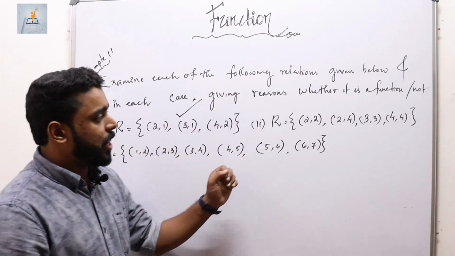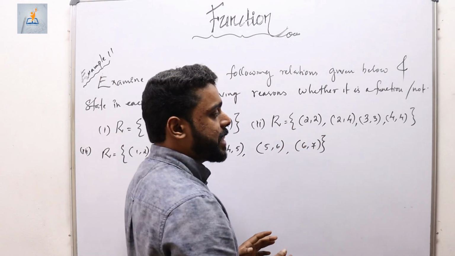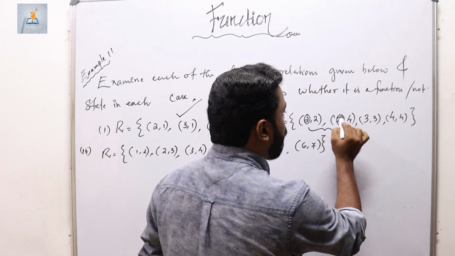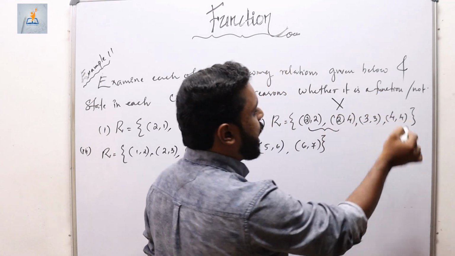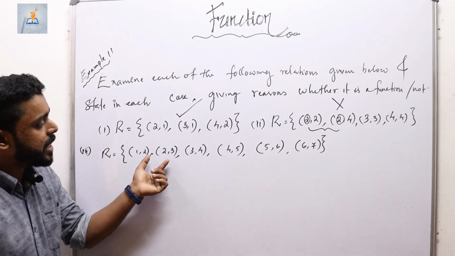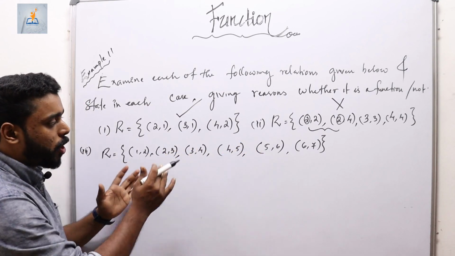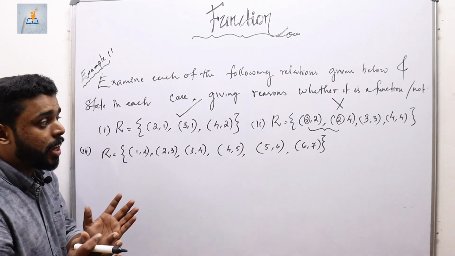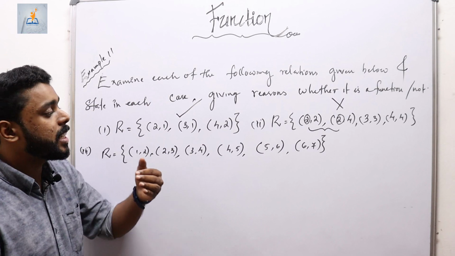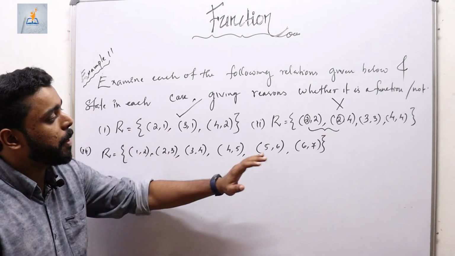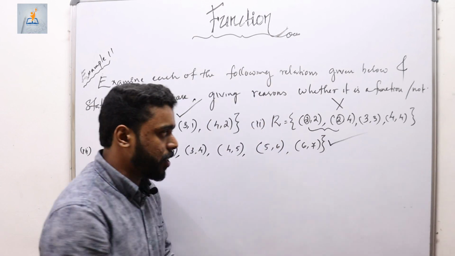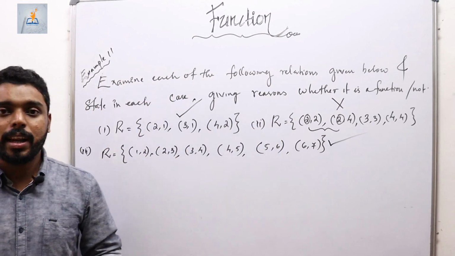Now coming on to the second one, here we can easily see that these two ordered pairs have the same first element. So this cannot be a function. Coming on to the third one, here each and every ordered pair has a distinct first element, which means that each and every element has one and only one image in this set. So definitely this will be a function. So that is example number 11.